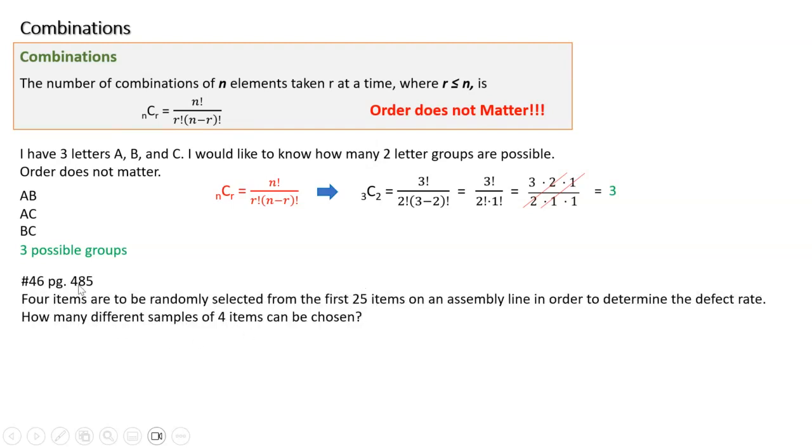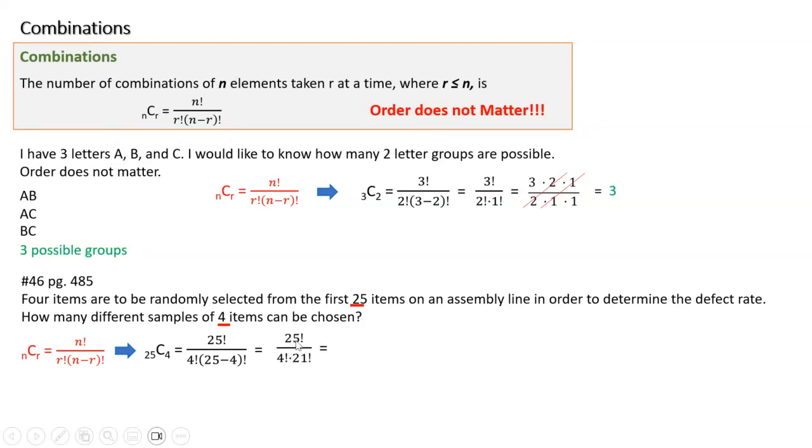This is number 46 on page 485. It says, 4 items are to be randomly selected from the first 25 items on an assembly line in order to determine the defect rate. How many different samples of 4 items can be chosen? So we have 25, right? And we're going to choose them 4 at a time. So it's going to be 25 combination 4, right?